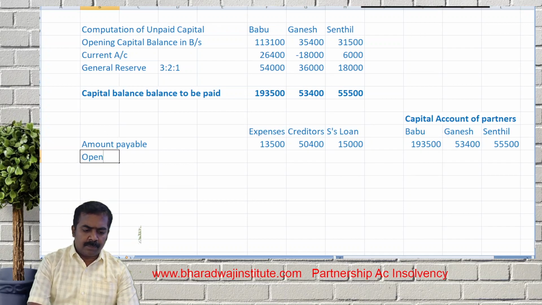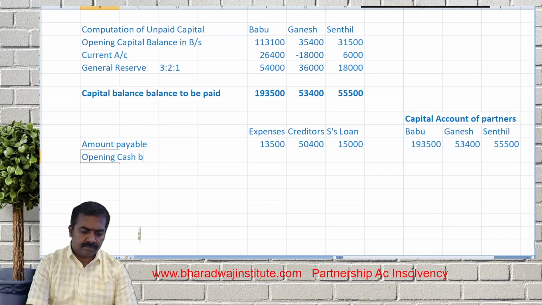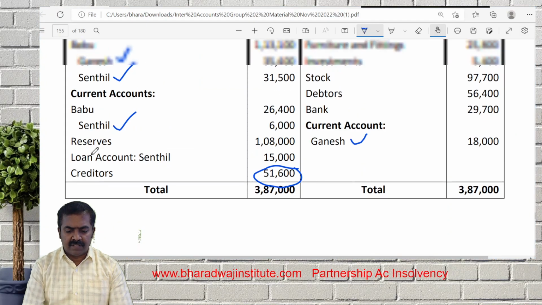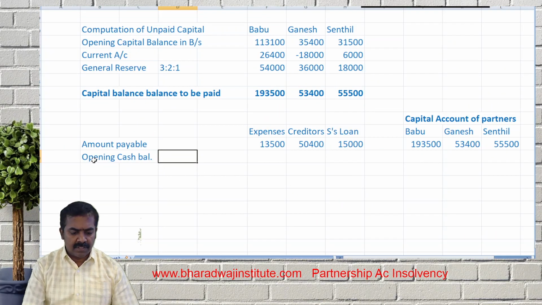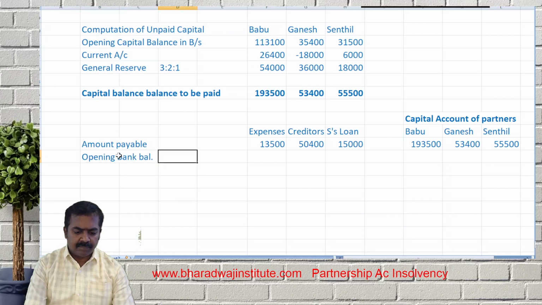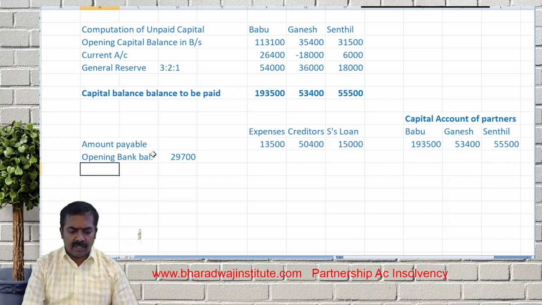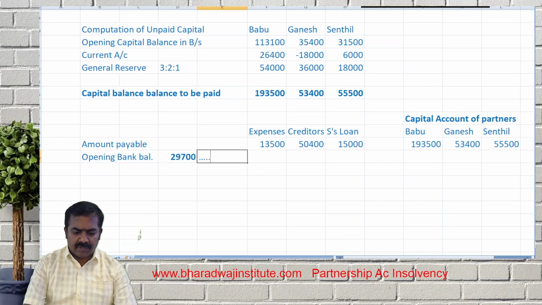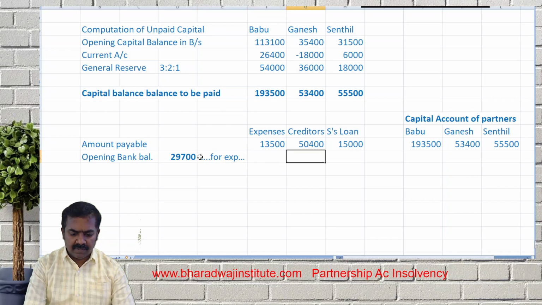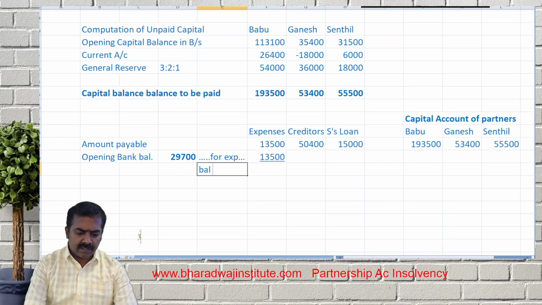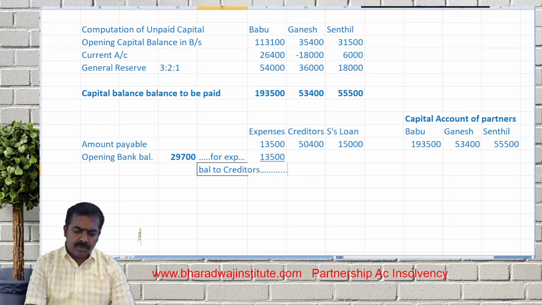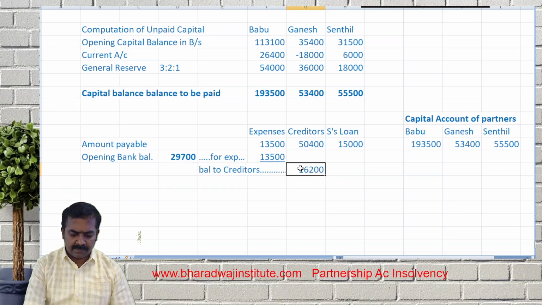First, check the opening cash balance. What is the opening cash balance available in the balance sheet? Bank balance, 29,700. Opening bank balance 29,700. Whom will you pay first? First for expenses. How much should you provide for expenses? 13,500 you will provide for expenses. Balance to whom? Creditors. So 29,700 minus 13,500 you pay to the creditors.